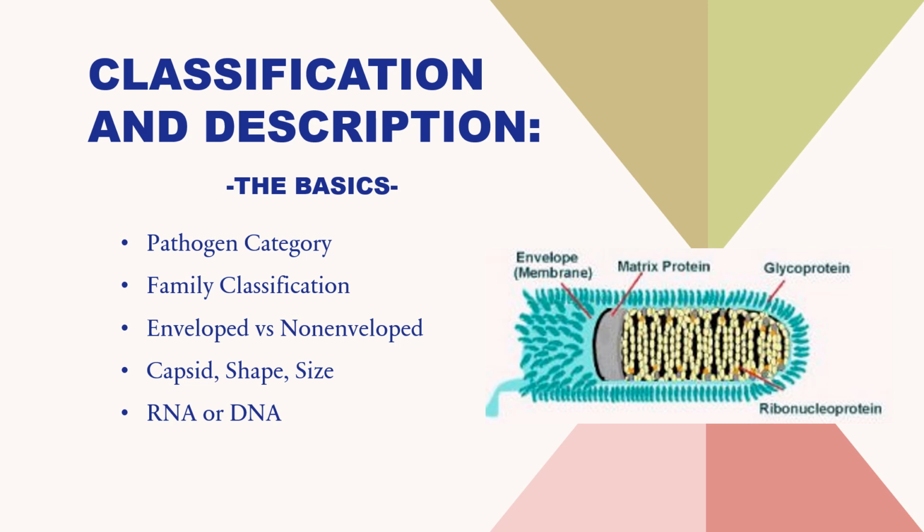The capsid itself is helical or rod-shaped and roughly 180 nanometers long and 75 nanometers wide, which is larger than a protein but smaller than mitochondria. The rabies virus is also negative single-strand RNA.